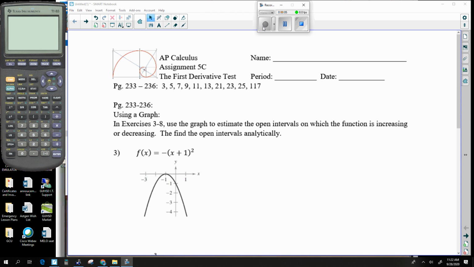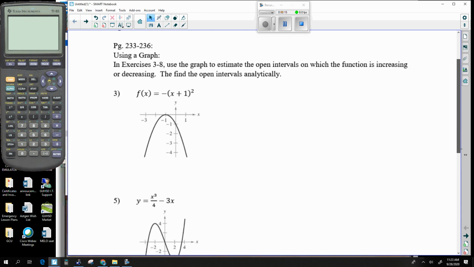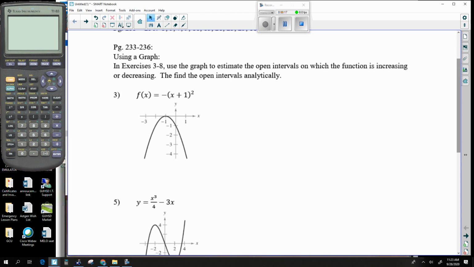This is assignment 5C. This is the first derivative test. I'll show you what this means on this problem right here. Find the intervals where this is increasing and decreasing. Just by looking at the picture, we see that it's increasing from negative infinity to -1, and it's decreasing from -1 to infinity. Now, how can I do this using calculus?